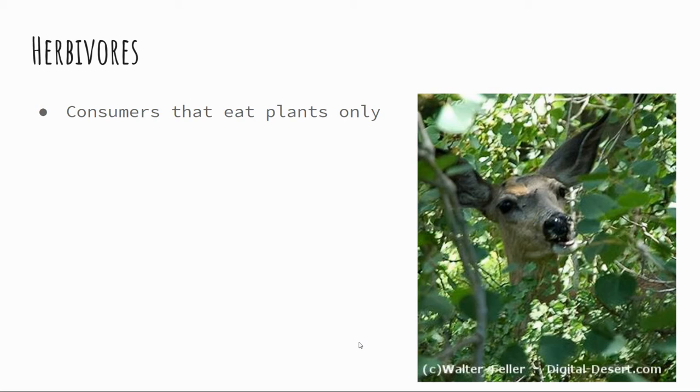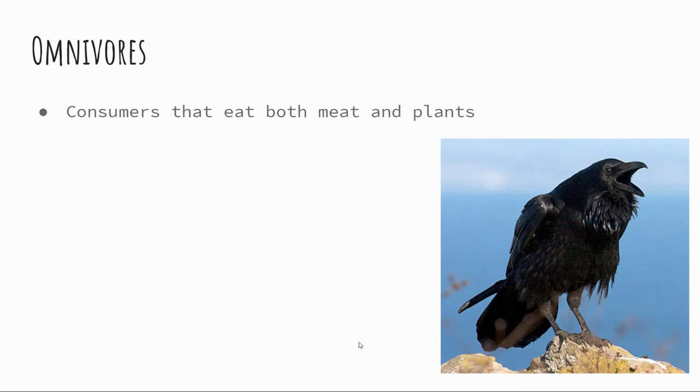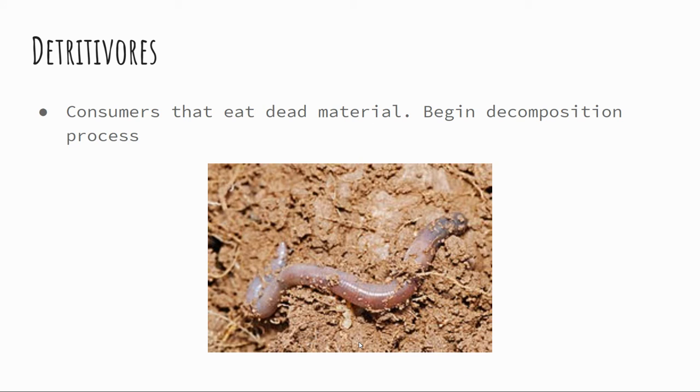If we're talking about different types of consumers, one type is, of course, herbivores, and herbivores consume only plants or plant material. Carnivores are organisms that only consume meat. Omnivores are consumers that eat both meat and plants. We would be considered omnivores. Detritivores are consumers that eat dead material and begin the decomposition process.